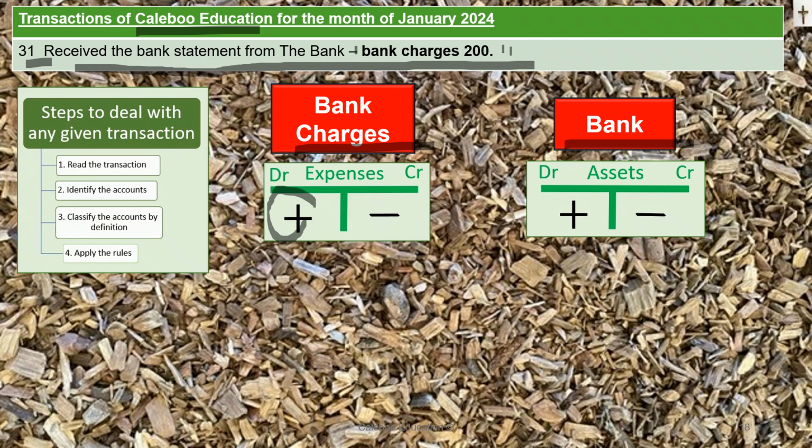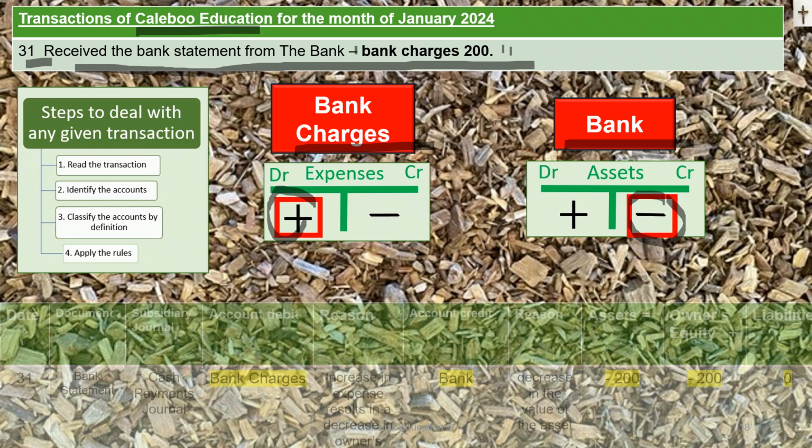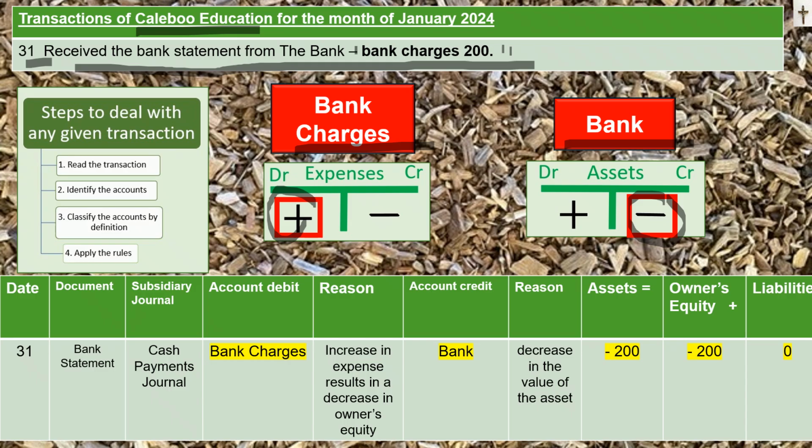Increase in expense, decrease in assets. So we have an increase in expense, like I said, and a decrease in assets. The effect on the accounting table: debit bank charges, credit bank, minus 200. What does an increase in expense do to owner's equity? It decreases by 200. There were no liabilities.